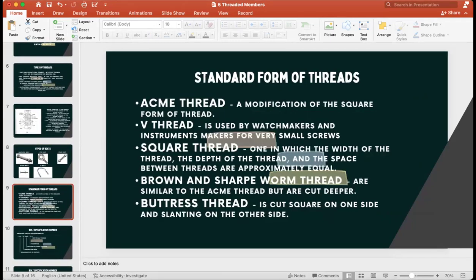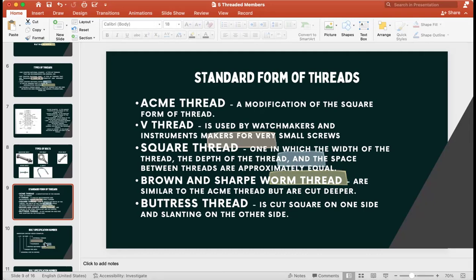And for the standard forms of threads, we have the Acme thread, or the modification of the square form thread, the V thread, used for watchmaking, and the square thread, which has equal sides. The Brown and Sharpe worm thread is cut deeper, and then the buttress would be slanting on the other side.